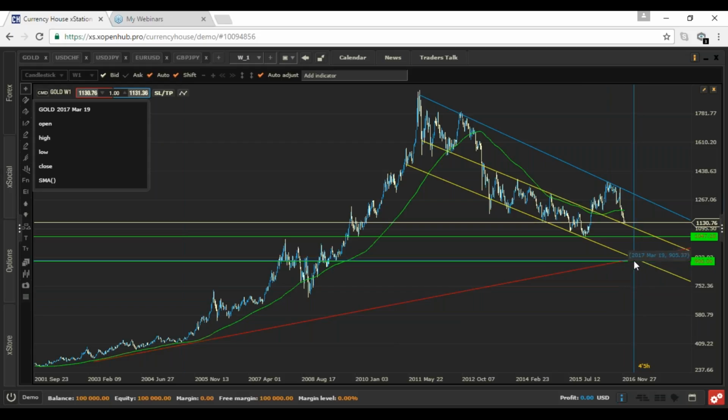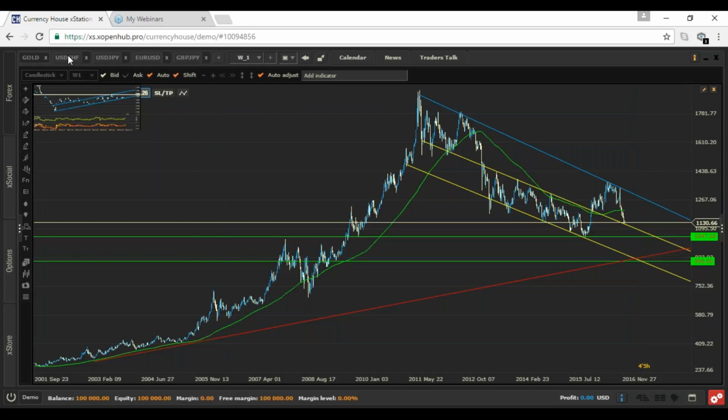So the next target for gold, the medium-term target, is the cross of the red line and yellow line. If we take a look, it would probably happen in March of 2017. So it's a bit above $900 per ounce of gold. And if you take a look at the current price, you will see that it's more than 2,000 pips to go. So it's a huge target, and we can make huge profits on the further movement of gold.